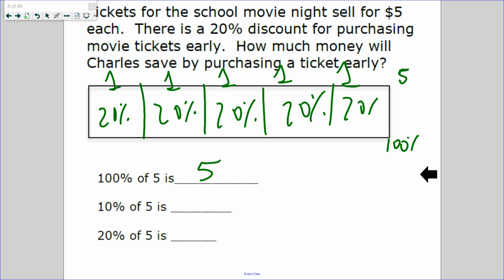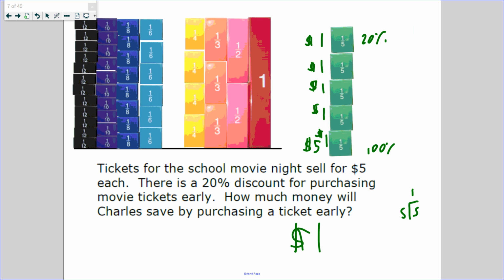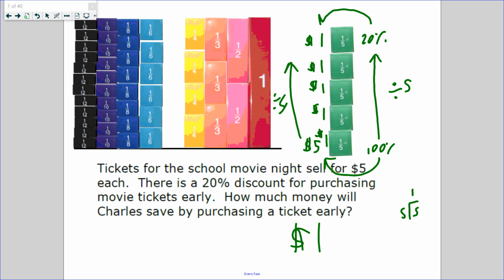Before we do mental math, let's look at a table here. How do you break down 100% to 20%? Divide by 5. Divide by 5, and that's where you get $1. Or you can do it this way. 100 divided by 20 is 5. 20 divided by 20 is 1.